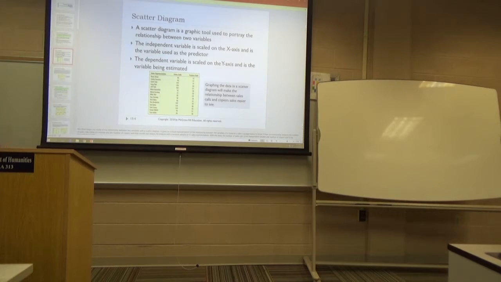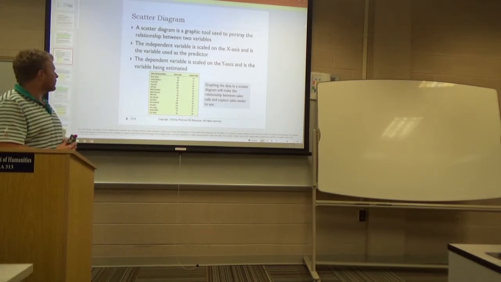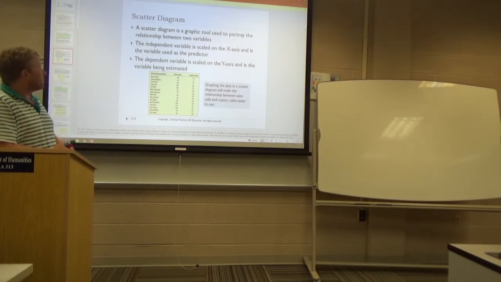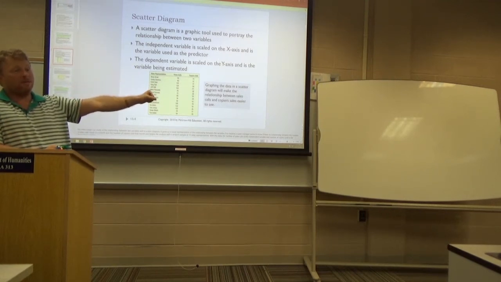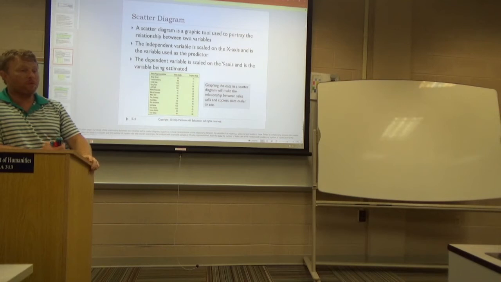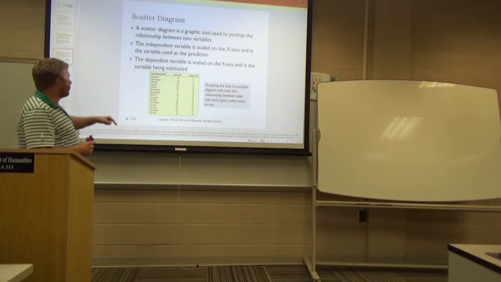Okay, so the way we're going to graph these things out is called a scatter diagram. Like I said, we're going to draw out the picture. We're going to end up with a line, and we're also going to end up with that number. So first off, we're going to draw them out with these scatter plots. Now we're talking about two variables, aren't we? Let's look at this information right here.